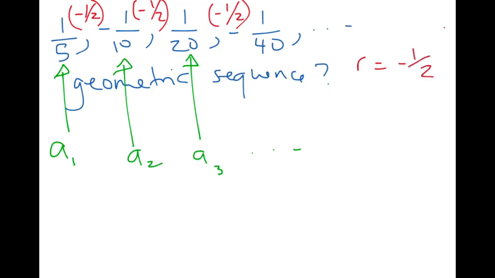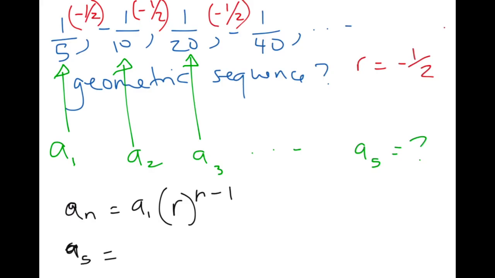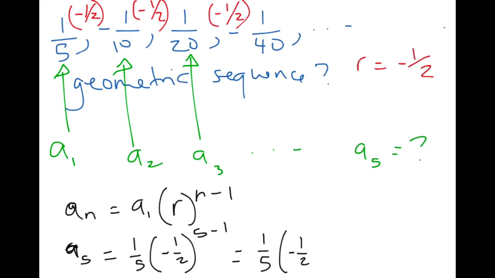Now, okay, what will be our fifth element of the sequence? Again, let's use the formula and see what happens. So again, the formula is going to be A_n is equal to A_1 times r to the n minus 1. So A_n, that means A_5 is equal to A_1, which is 1 over 5, times the common ratio, negative 1 over 2 to the power of 5 minus 1. Okay, so that is 1/5 times negative 1 over 2 to the 4th power.